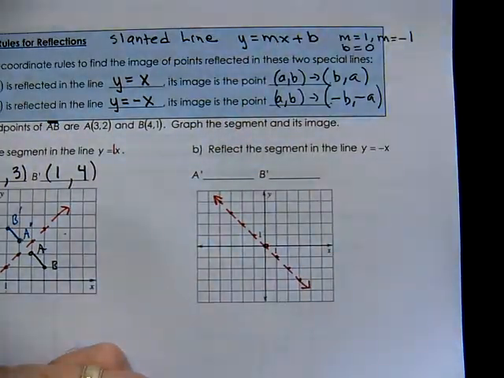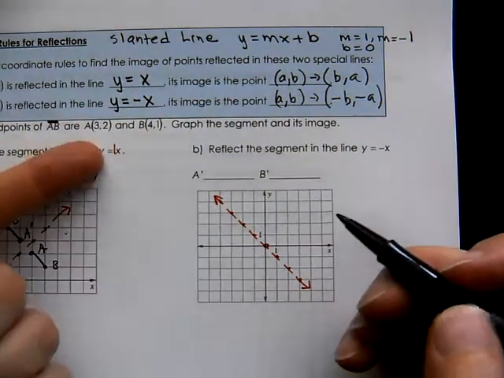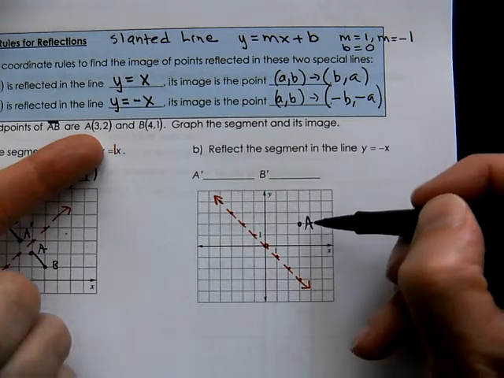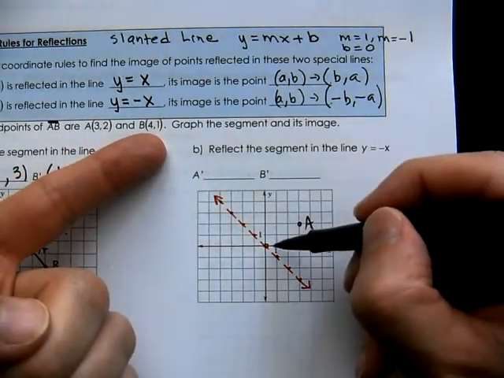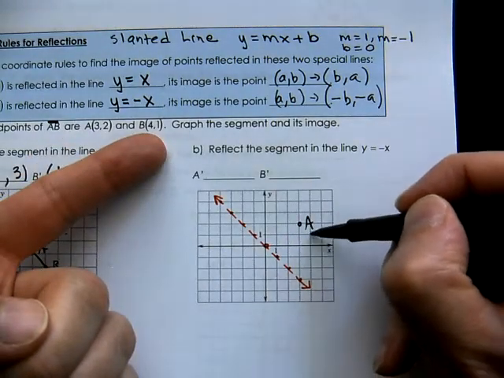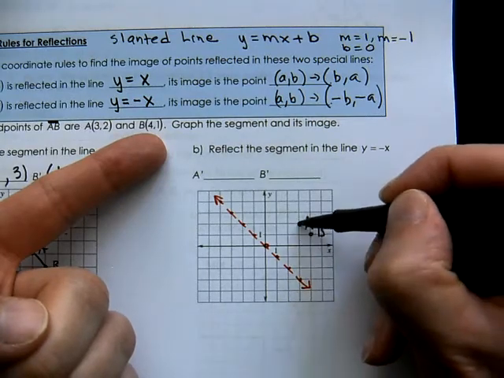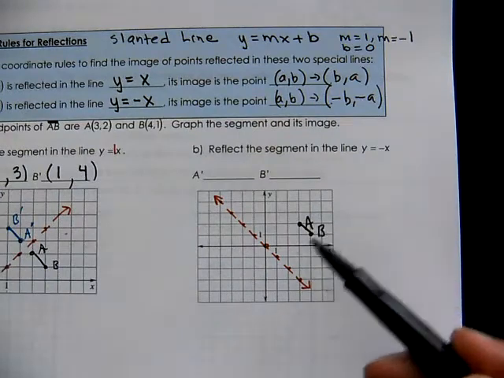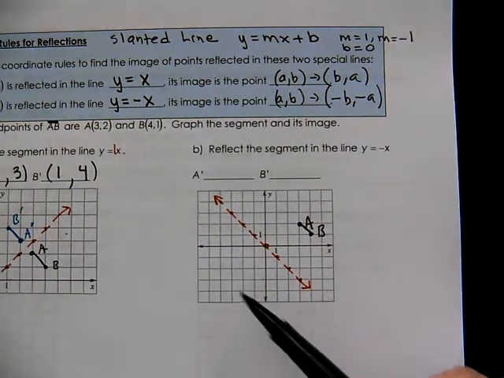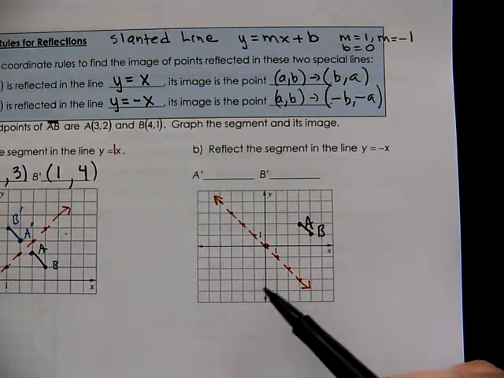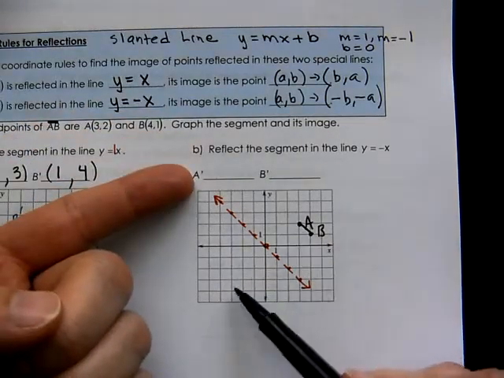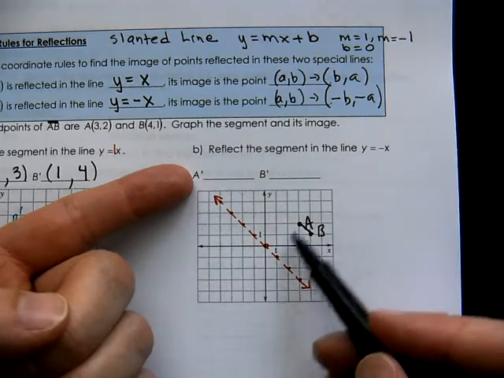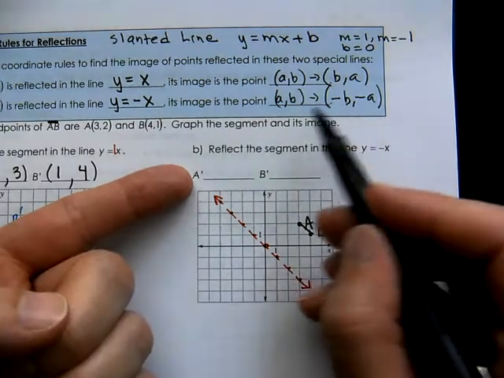Let me plot the pre-image. So again, point A is at (3, 2), and point B is at (4, 1). And we want to flip it over the line of reflection. We can kind of estimate it'll be down here somewhere. But in this case, we're not counting distances like we had in the previous examples. It's harder to count on the diagonal. We're just going to use the rule.